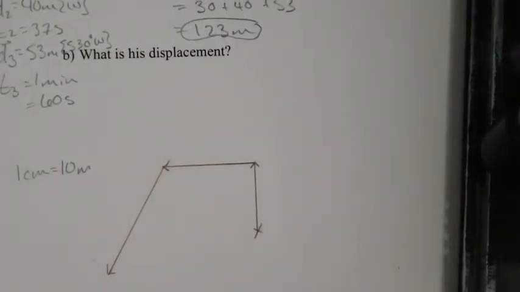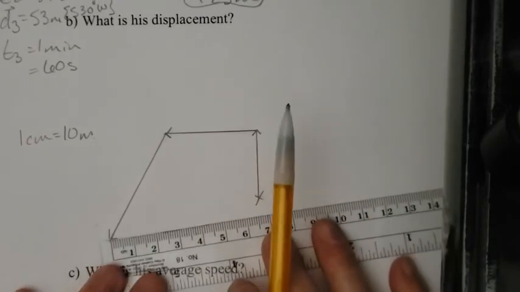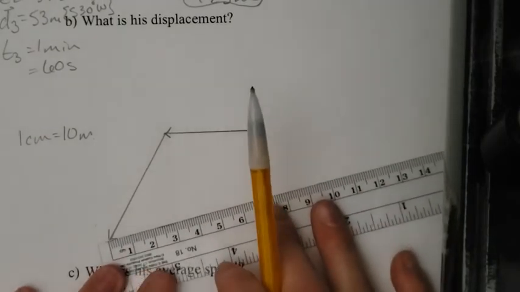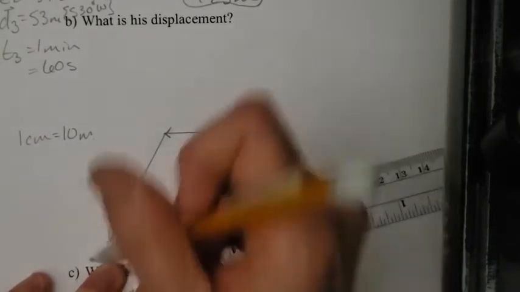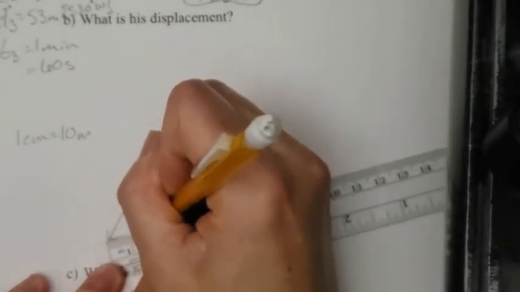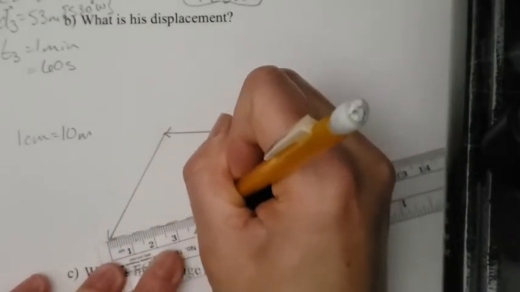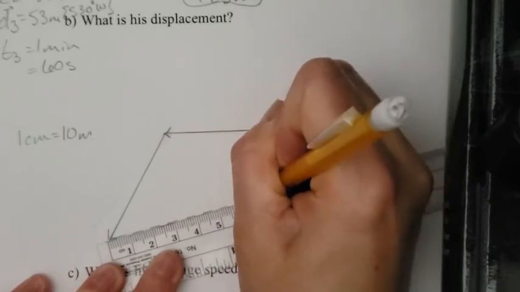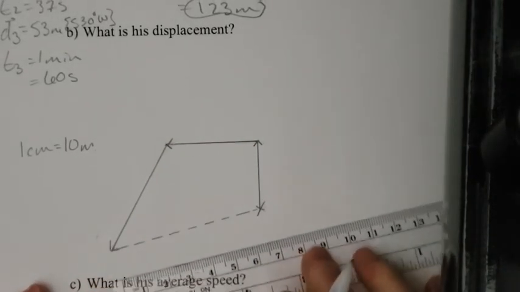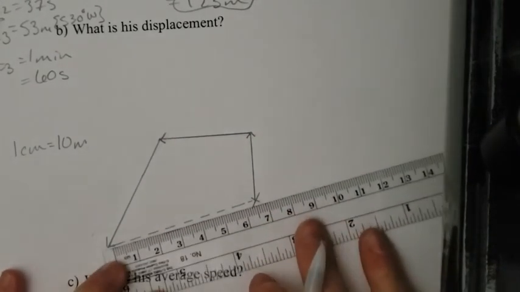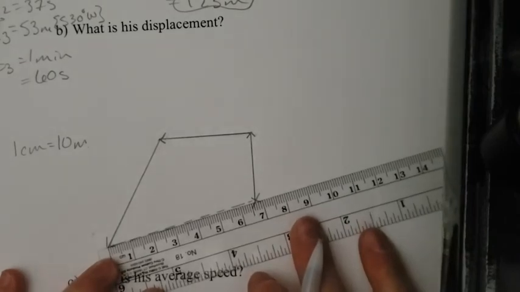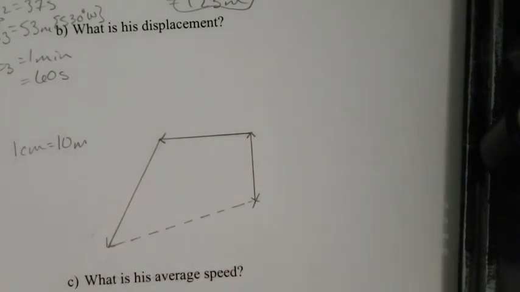Okay, so the displacement is where did I start, where did I finish? So now I'm going to draw a dotted line joining the two. And then I'm going to measure it. So my dotted line is my end result. We call it the resultant. You always draw it as a dotted line so you don't get it confused with the other lines. And when I measure this, it's about 6.8. So that would be 68 meters.